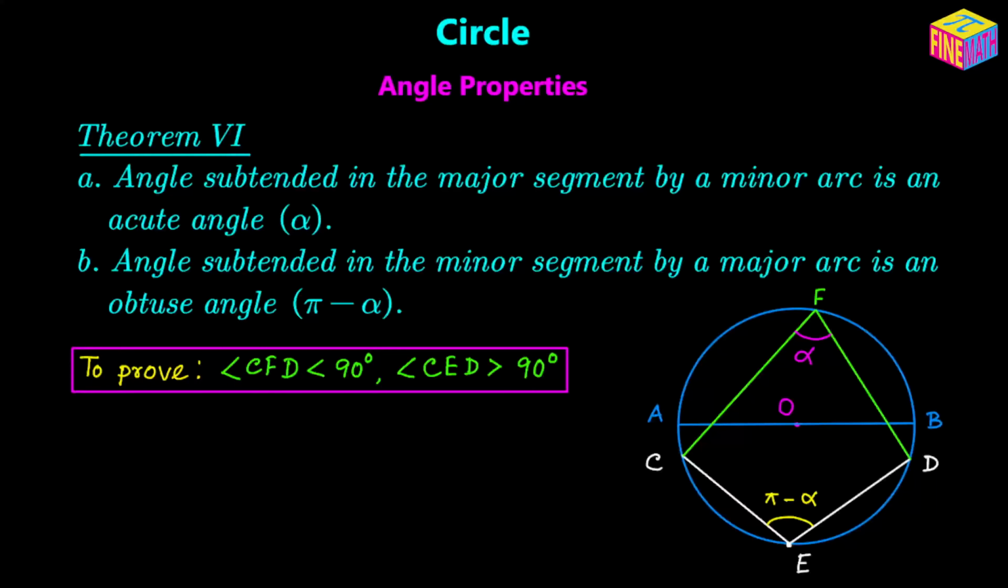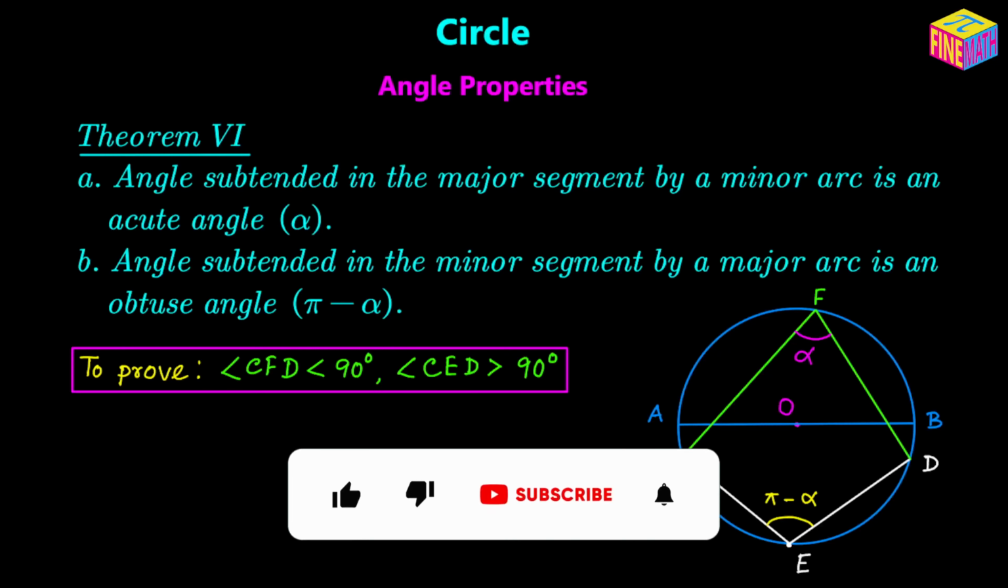Hi everyone. In this video we are going to discuss theorem number 6 from the geometry of circles. There are two parts of this theorem. The first part says angle subtended in the major segment by a minor arc is an acute angle, and the second part says angle subtended in the minor segment by a major arc is an obtuse angle.